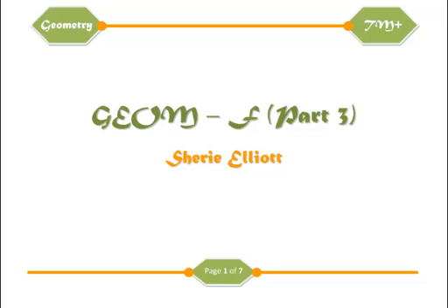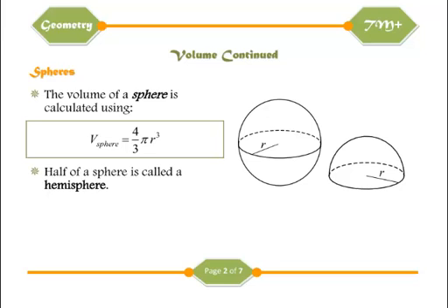This is the third part of section Geometry F of the Geometry module. In this section we're continuing to look at volume, and in this one we're looking at spheres. Now remembering that a sphere is just like a tennis ball, or the earth.